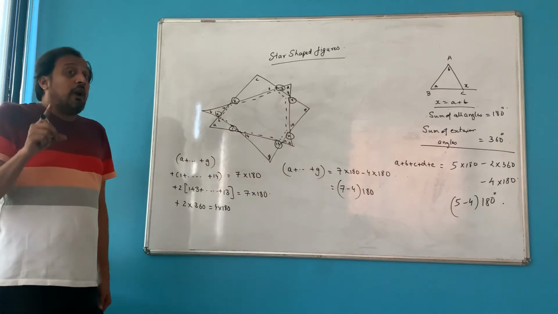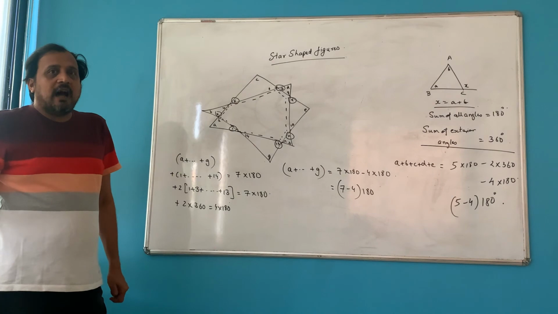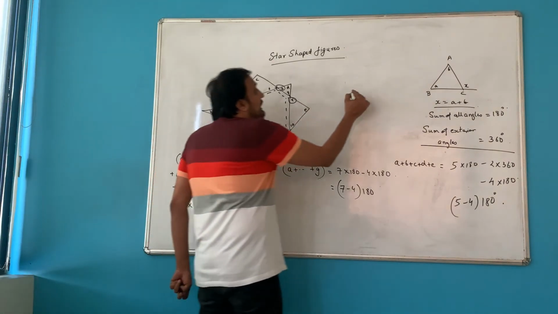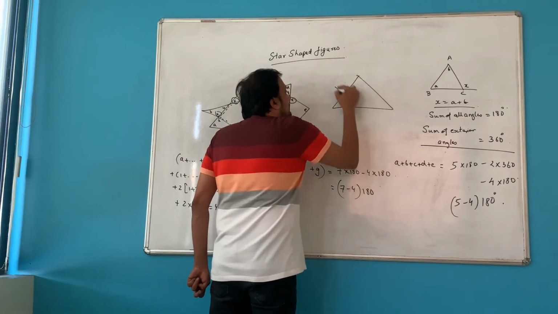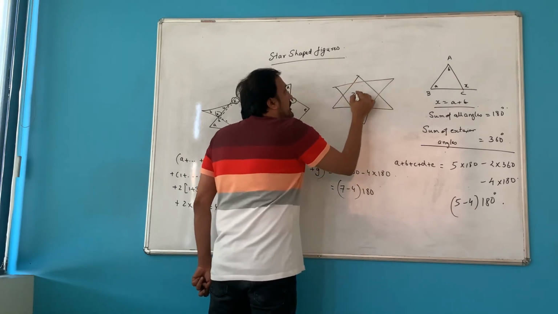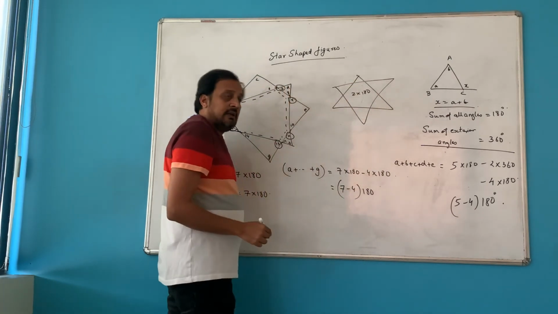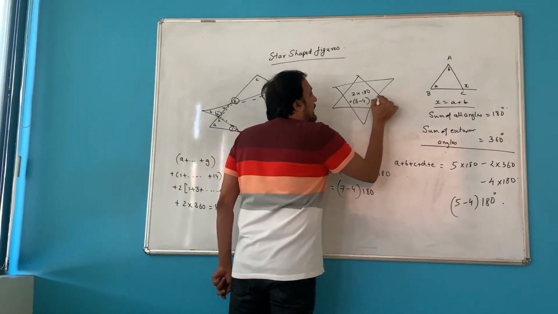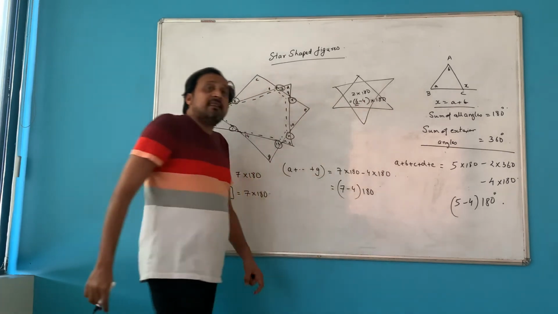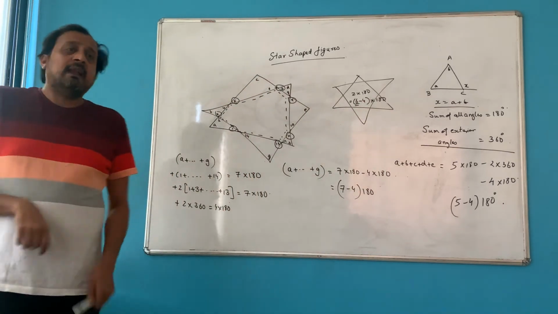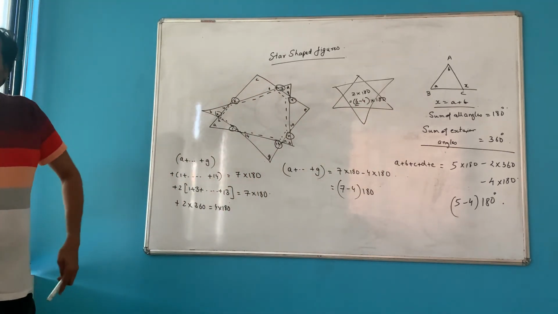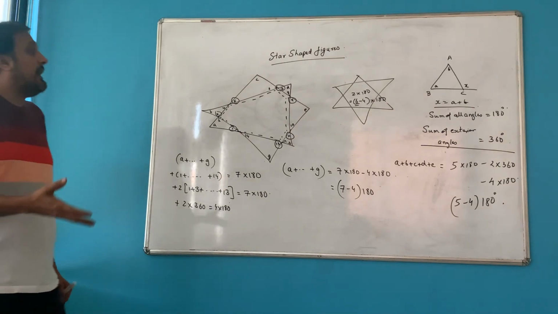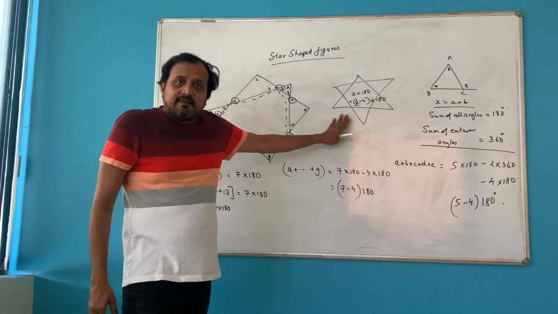For a 6-sided hexagonal star-shaped figure, what did we say? It is 360. Could I have written it as 2 into 180? This 2, could I have written it as 6 minus 4 into 180? Well, what is 6? It will essentially be nothing but the number of angles that you want to find out, or that interior polygon, which is essentially nothing but a hexagon in this case.